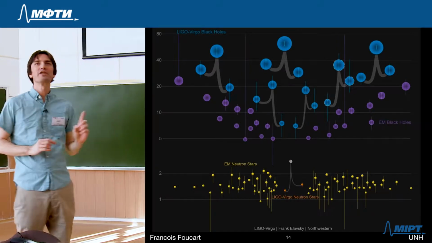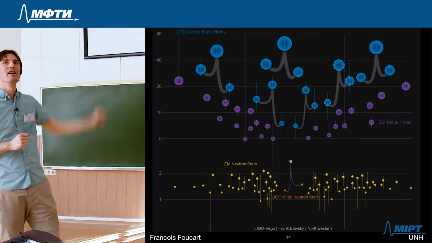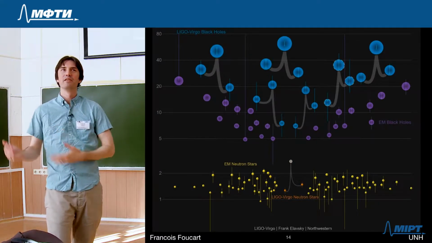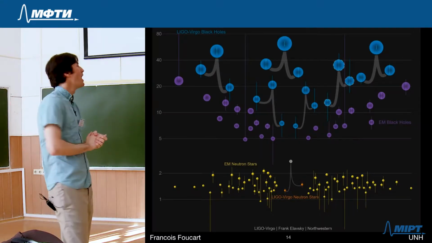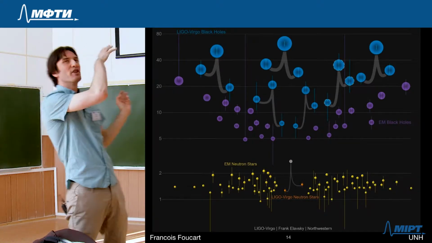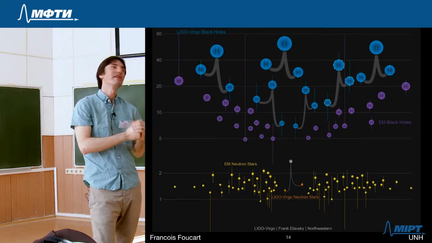The other thing to note is that the purple circles here are black holes that are observed in the Milky Way, not through gravitational waves, but through electromagnetic signals coming from the accretion disk. And you see that, generally speaking, the population of black holes seen with LIGO is more massive than the population of black holes seen in the Milky Way.